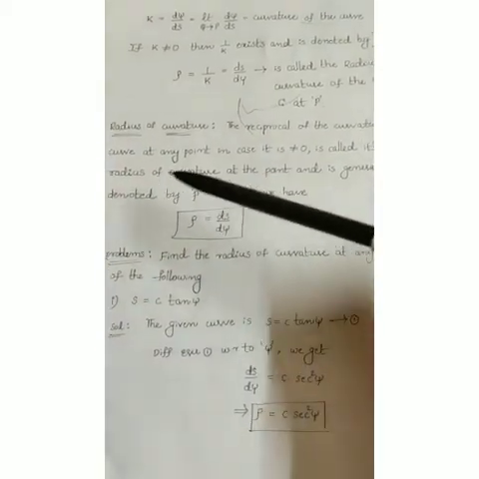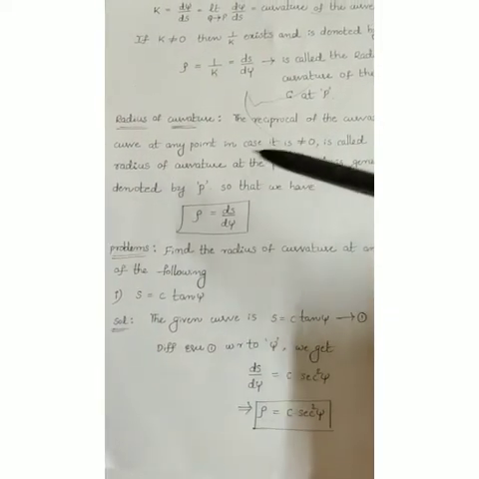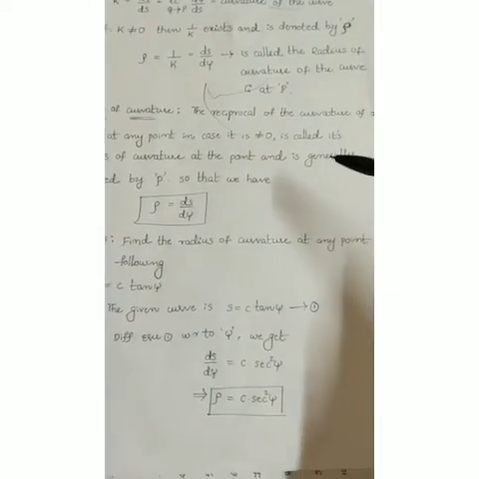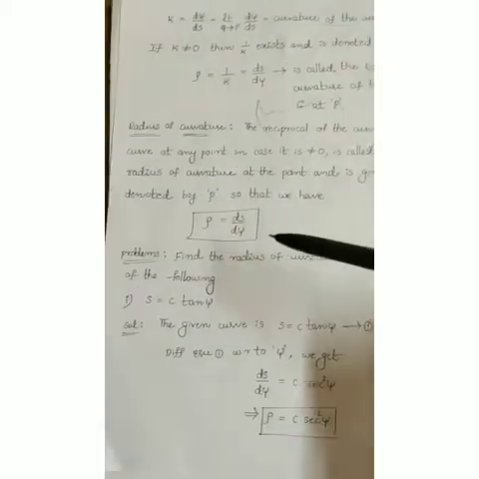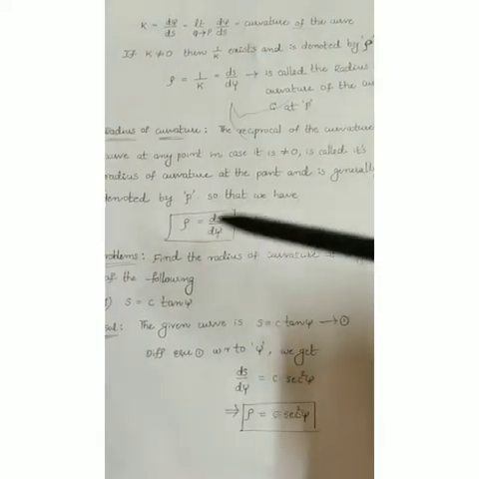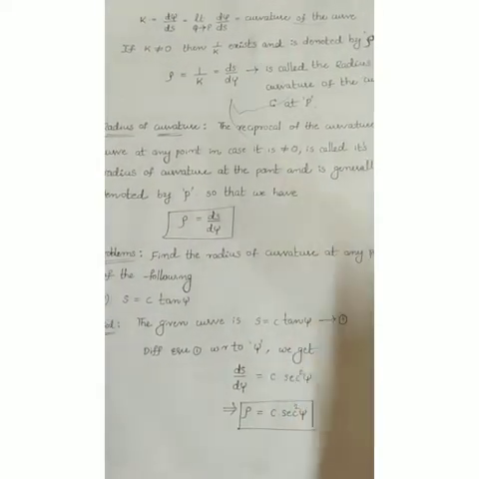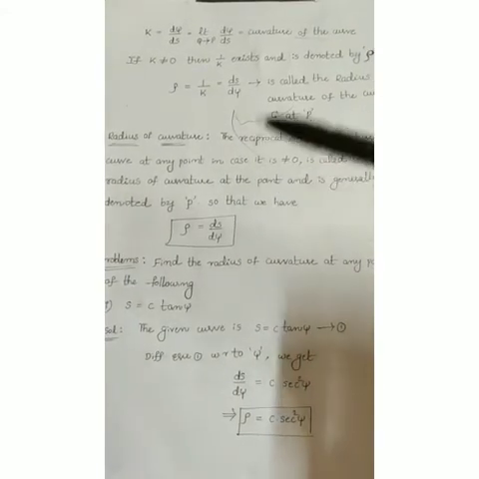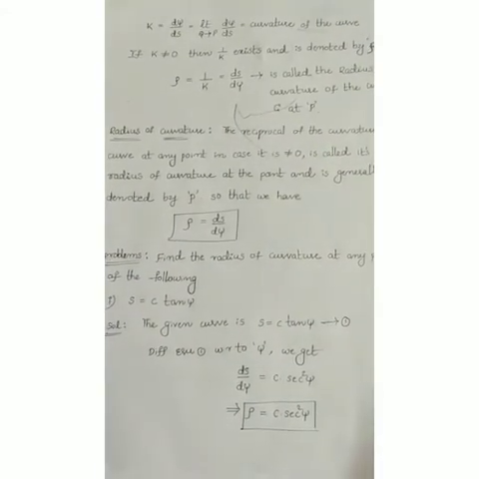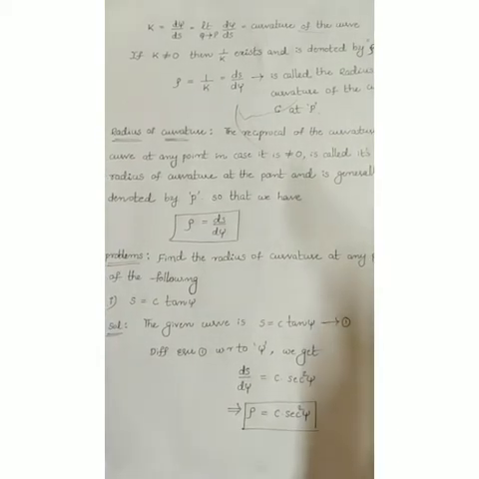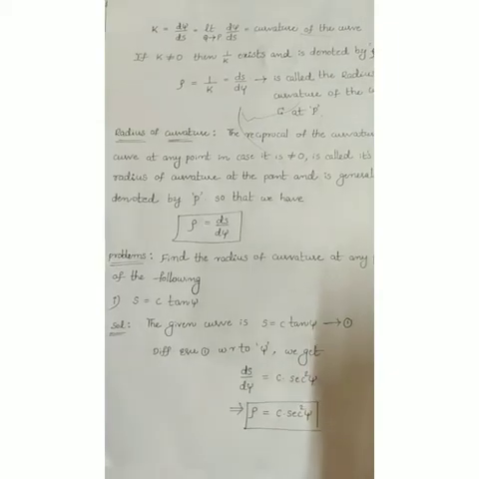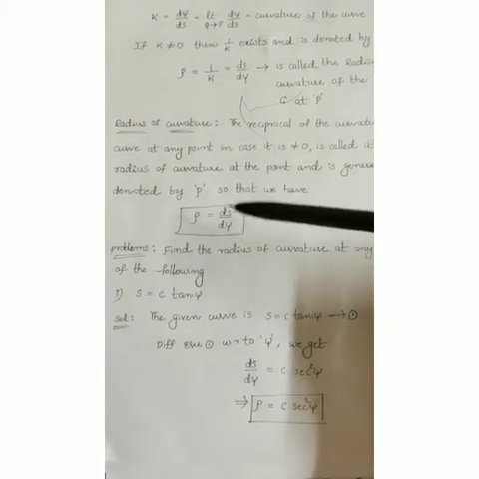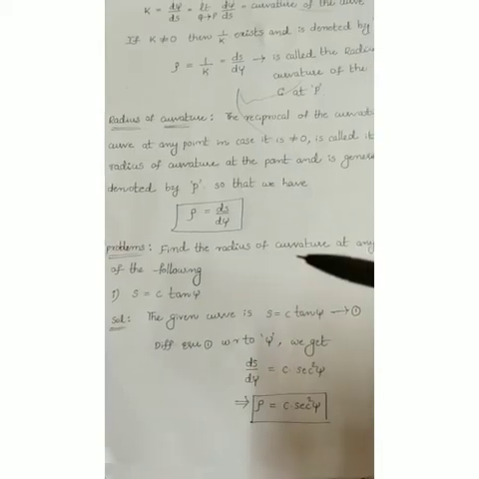Now let us define radius of curvature. The reciprocal of the curvature of a curve at any point, in case it is not equal to 0, is called its radius of curvature at the point and is generally denoted by rho. So we have rho equal to ds by d psi. Therefore the radius of curvature rho equals ds by d psi.